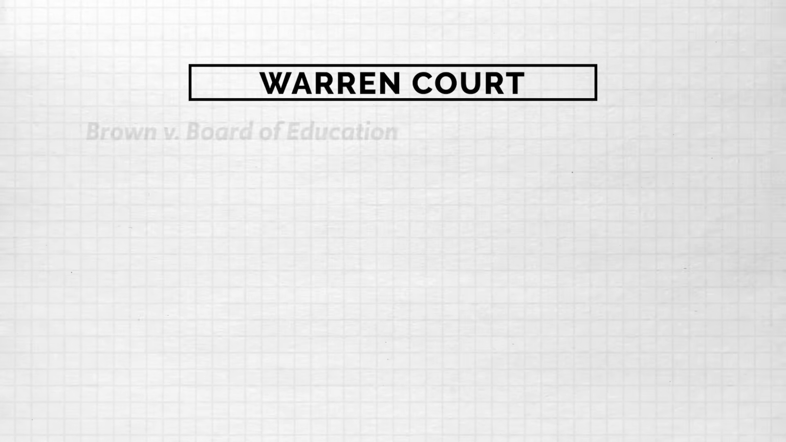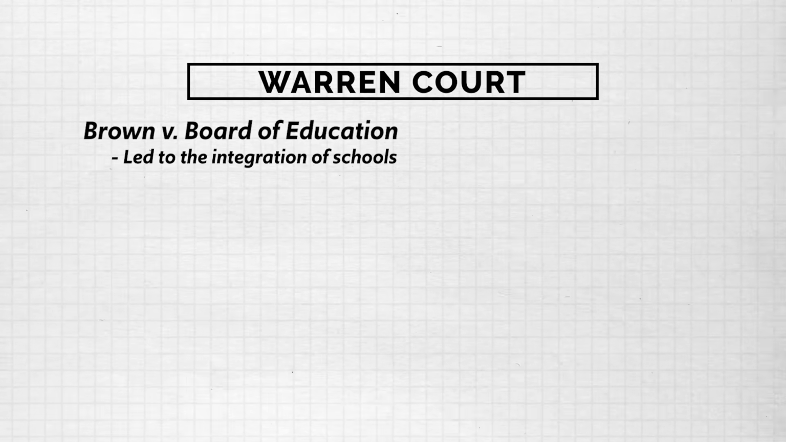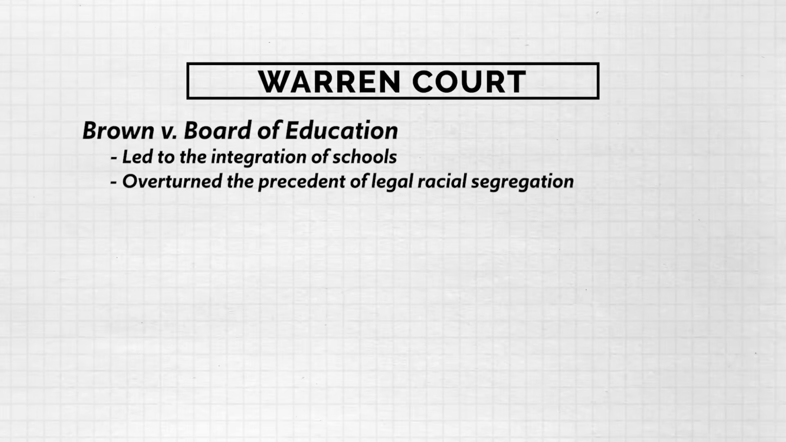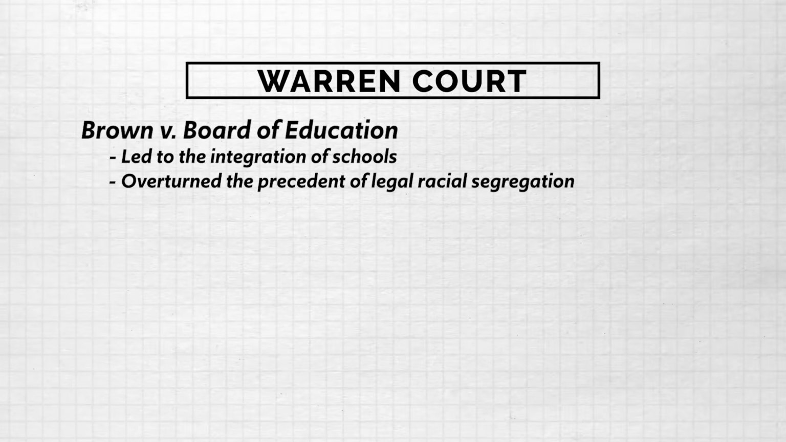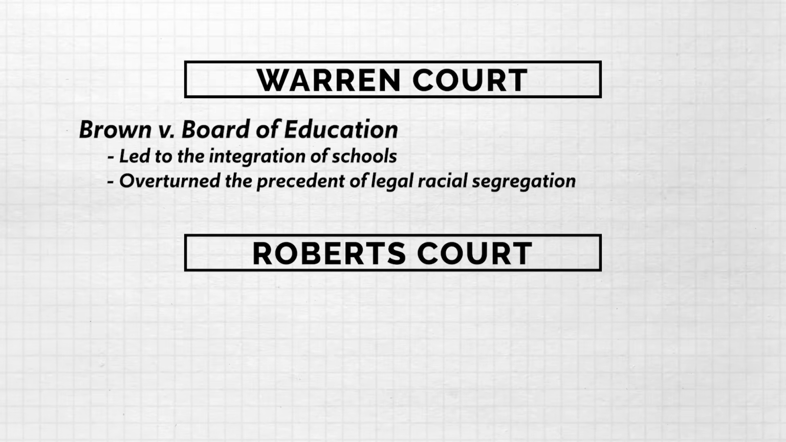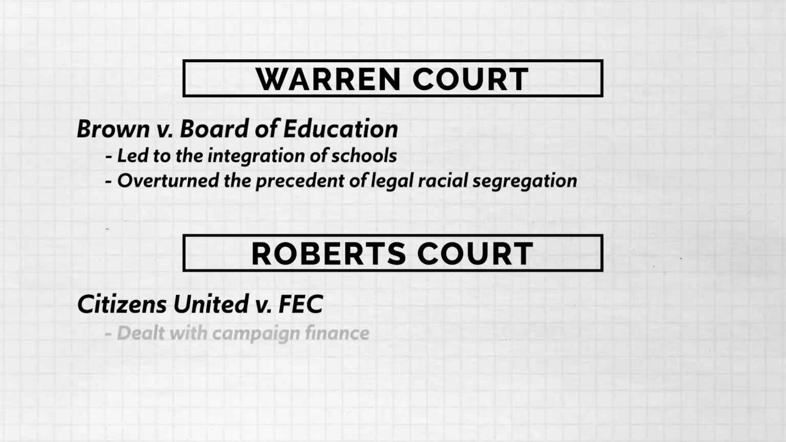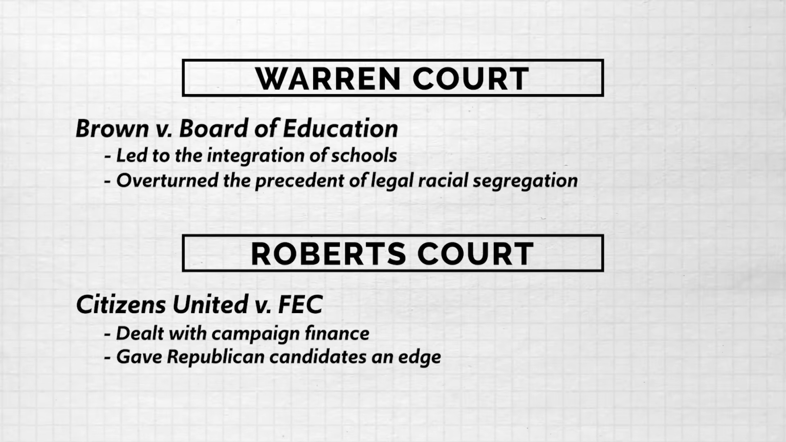And that's not a conservative or a liberal thing. Justices of both ideologies have been accused of judicial activism, and I'll give you an example of both. The liberal Warren Court was accused of activism after the Brown v. Board of Education decision, which led to the integration of schools. This decision overturned the precedent of legal racial segregation and led many Southern Americans to question the legitimacy of the Supreme Court. On the other hand, the conservative Roberts Court was accused of activism after the Citizens United versus FEC decision, which dealt with campaign finance and ultimately gave Republican candidates an edge.